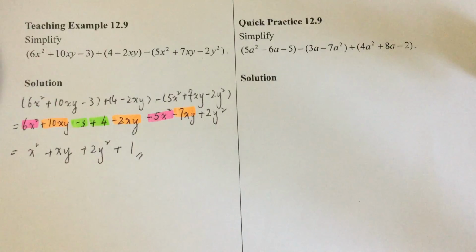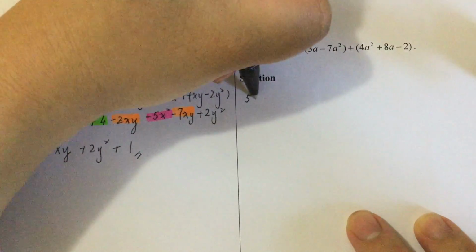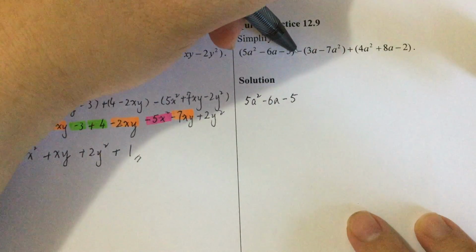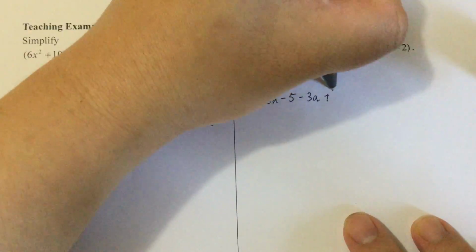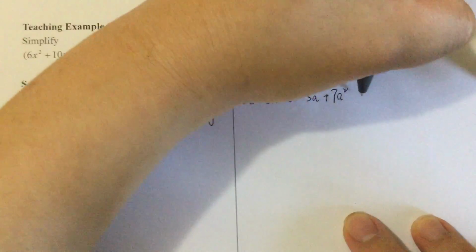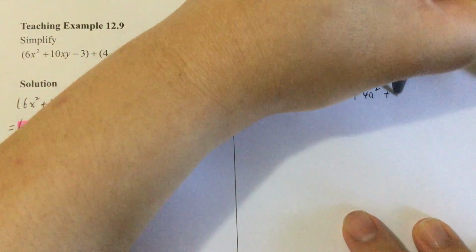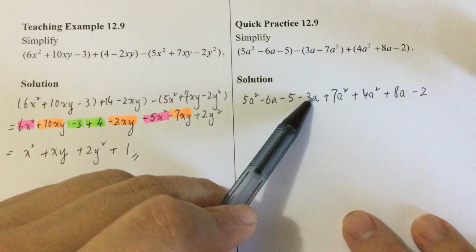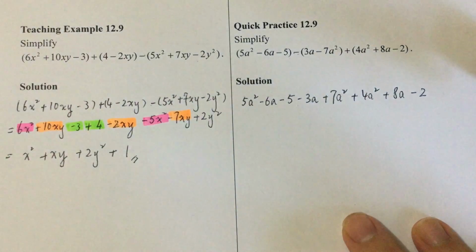Okay, now if you cannot finish, just pause the video and we'll show the answer. Okay, now this time I will break the bracket directly. 5a squared minus 6a minus 5. And you will see this is negative 5, so we change them all. So this is negative 3a, and negative, you get positive 7a squared, and plus 4a squared, plus is just copy it. So plus 8a minus 2. So this one we change negative to positive, positive to negative, and all are the same for positive.